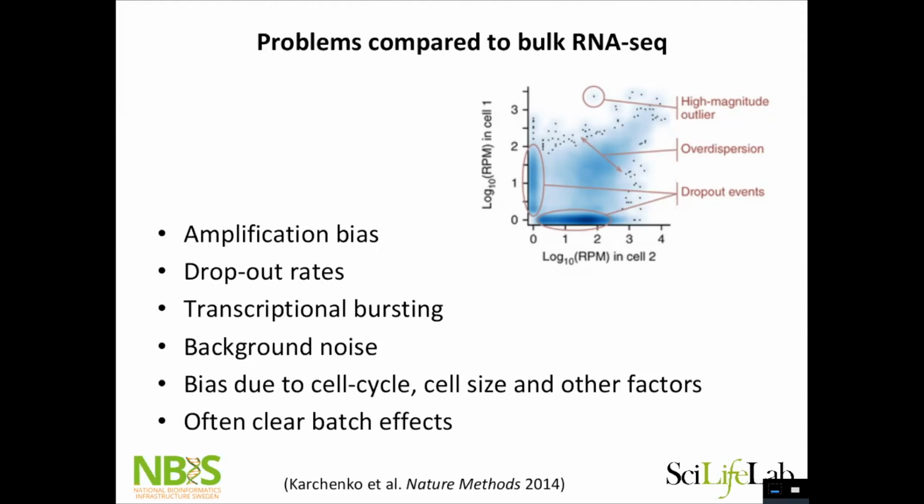So you can overcome a lot of these problems by looking at an ensemble of cells from the same cell type instead. Because we have the amplification bias, we have dropout rates, transcriptional bursting. You may have some background noise signal where you get random priming. And then just due to biology, we'll have bias due to cell cycle or cell state, cell size, and as Jules told, we have a lot of batch effects in single-cell RNA-seq data. It's very seldom I see a data set without batch effects.